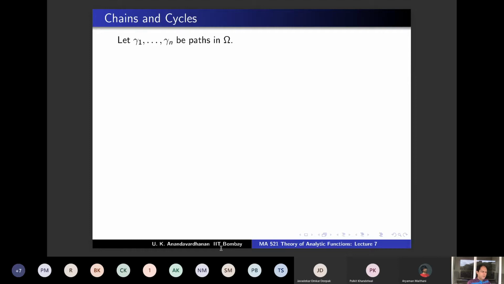So we can do a bit more. We don't need a closed path. We can also consider sums of closed paths in order to do this. So we will introduce some terminology. Let gamma 1 etc. gamma n be paths in omega. By a chain we mean a finite formal sum of paths.